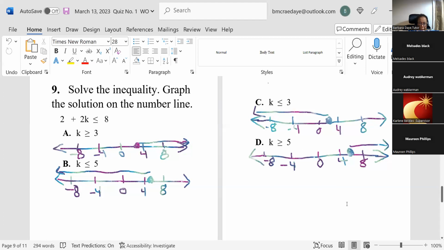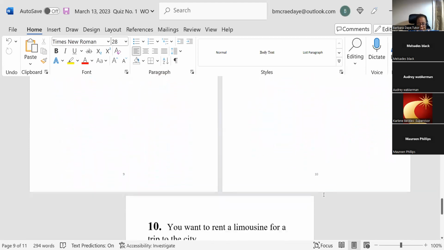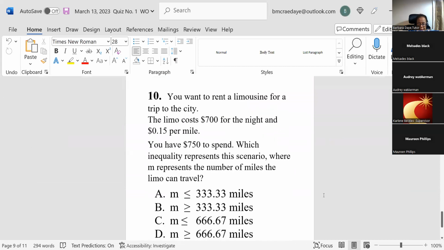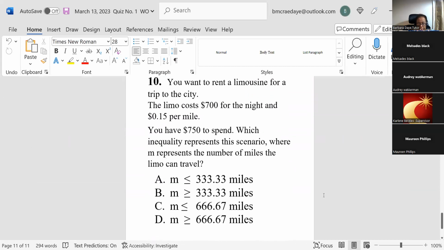Can I go to number 10? Or are you still on number 9, Mercedes? You can go to number 10. Okay, here is number 10, the last one. Okay.